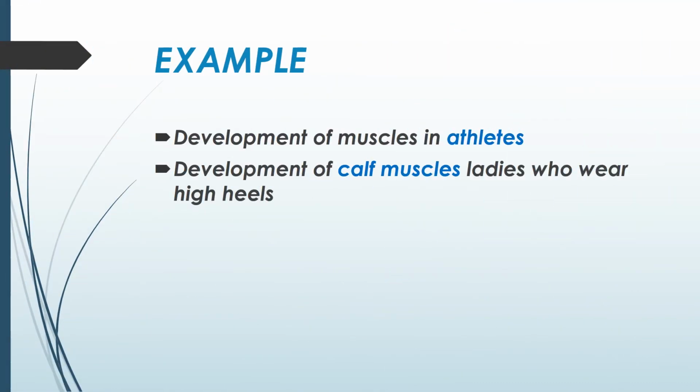Development of muscles in athletes is an example of use. We have athletes and sportsmen whose body muscles are very active, very developed. They use their body muscles all the time, so they have developed muscles. Another example is development of calf muscles in ladies who wear high heels. The calf muscle is the heel muscle, and through too much use of high-heeled shoes, the calf muscles of ladies are in a developed shape. This is an example of use.